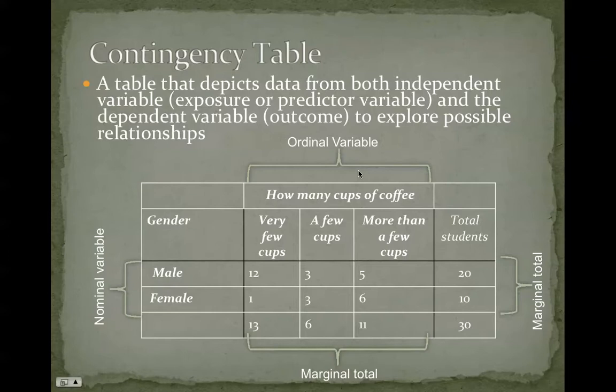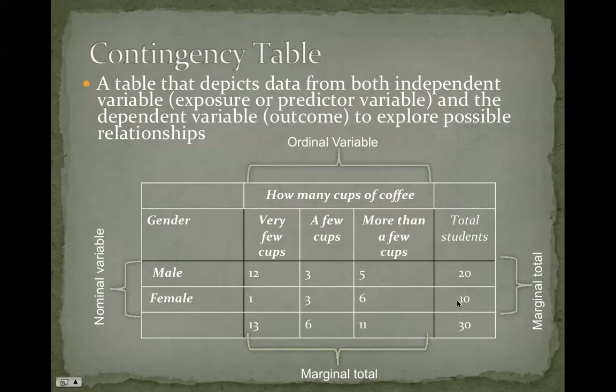Ordinal variables, however, are variables in which the categories can be logically ordered. Here I have very few cups, a few cups, or more than a few cups. There are a number of variables that can be ordered just like this. You could do education, where you could have less than high school, or more than high school. You could even have, say, cholesterol: less than 200, 200 to 250, and more than 250, something along those lines. So an ordinal variable is a variable in which the categories can be ordered, hence the term ordinal, ordered.